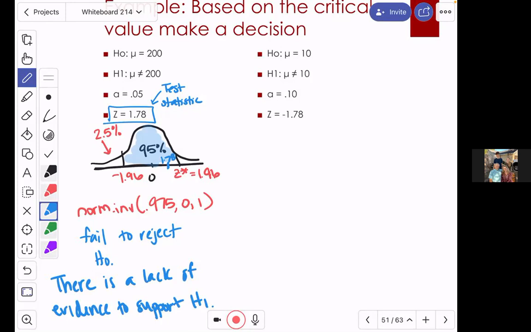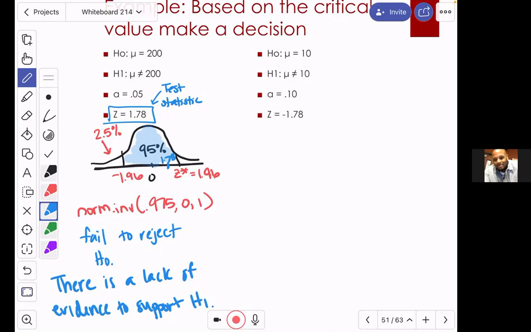Just because you fail to support H1 doesn't mean you have to accept H0. And we don't ever accept H0. I'm going to fail to reject H0. I'm going to fail to reject your innocence, which means I'm not going to say that you didn't commit the crime. I'm just going to say that there was a lack of evidence to support that you committed the crime. Because you might have committed the crime, but the evidence I have is not enough to actually say that you did. That's the whole goal here.